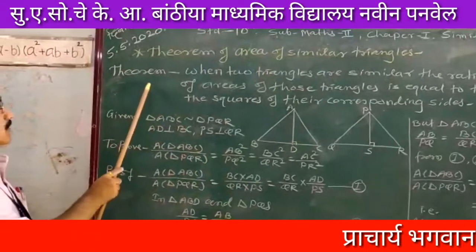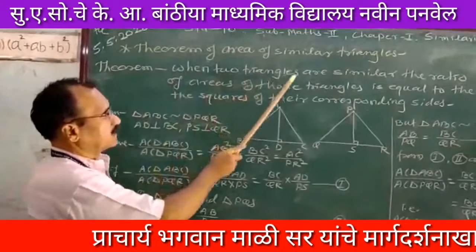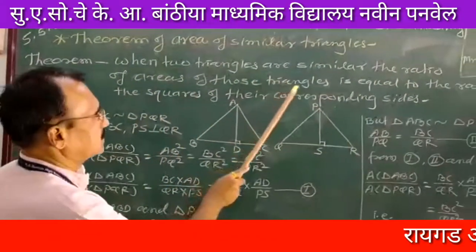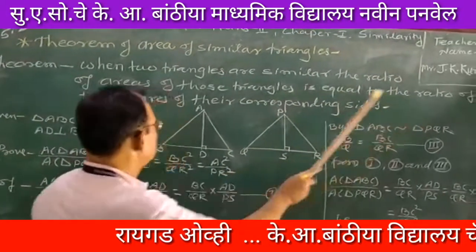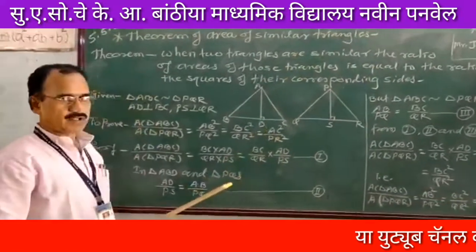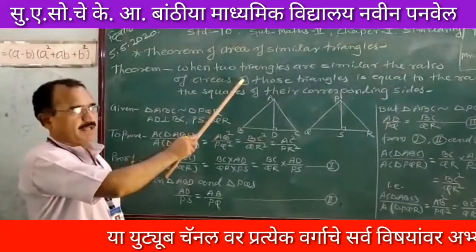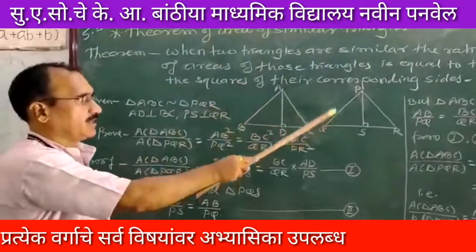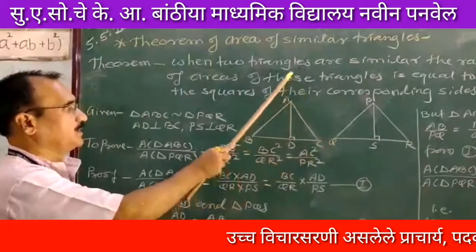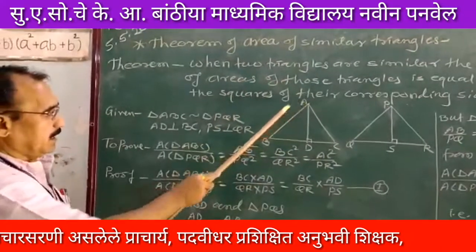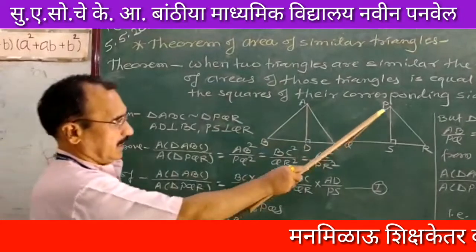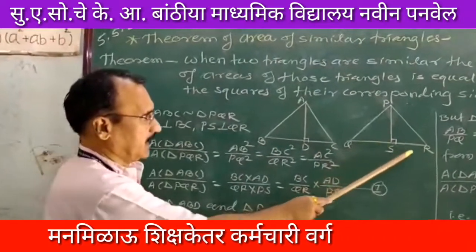Now this is the statement of the theorem. When two triangles are similar, the ratio of areas of those triangles is equal to the ratio of the squares of their corresponding sides. Students, if we read the statement of the theorem, we can draw the figure with the help of the statement. These are the triangles. This is the figure related to this theorem. In triangle ABC, AD is perpendicular to side BC and PS is perpendicular to side QR.